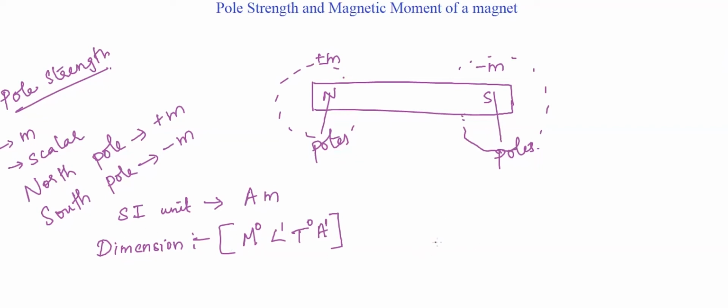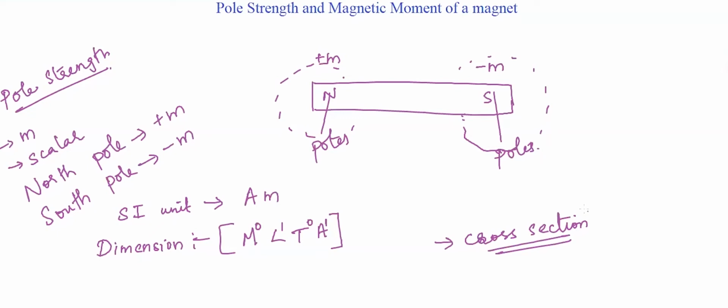Another important point here is that the pole strength is distributed over the cross section of the entire magnet. So it is distributed over the cross section.